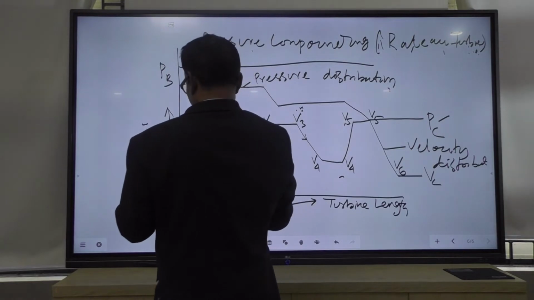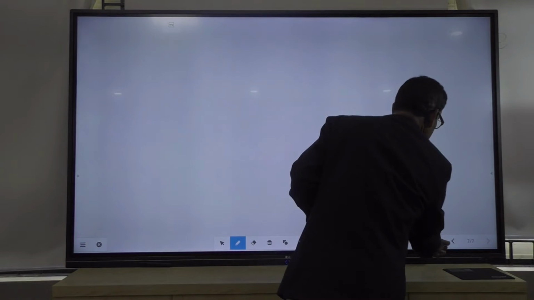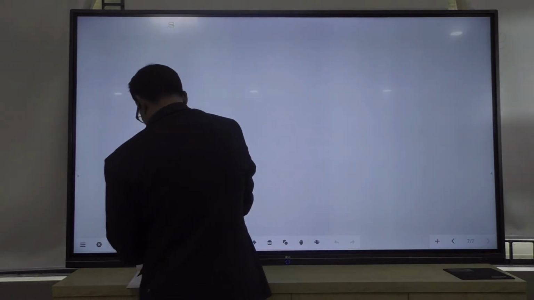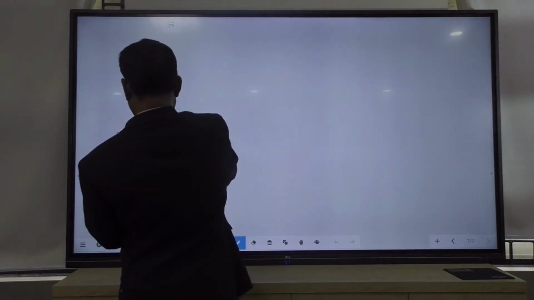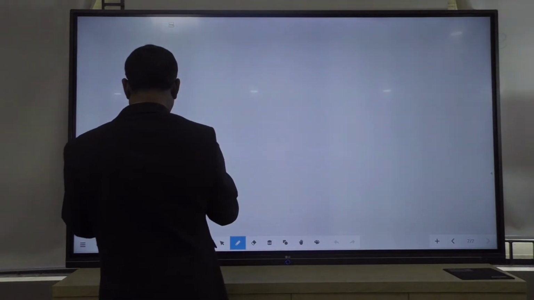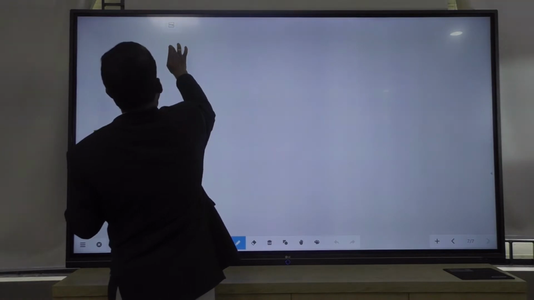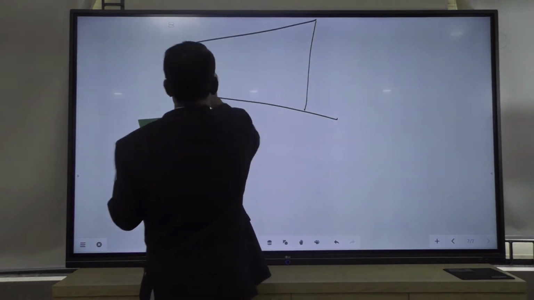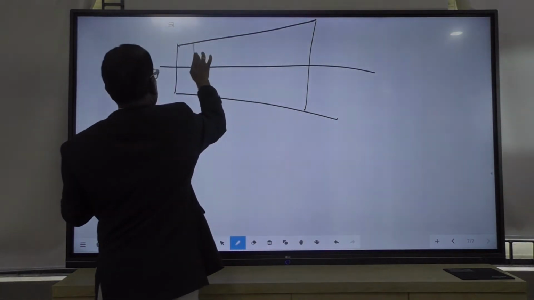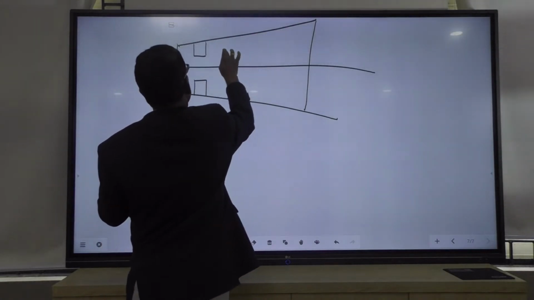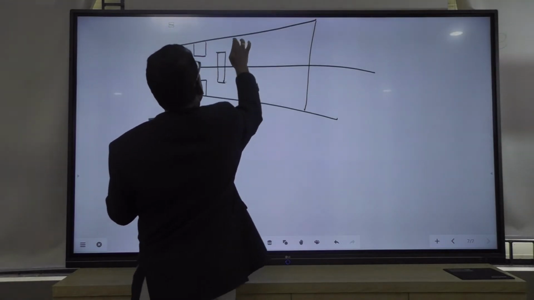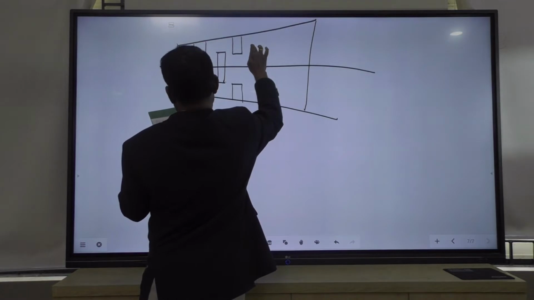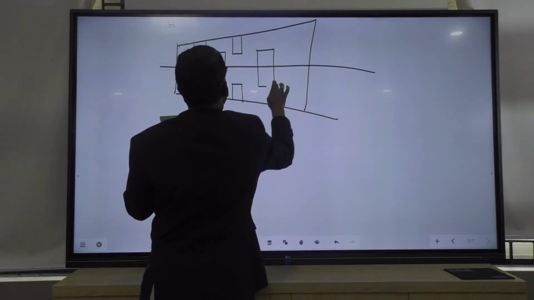Another compounding is your velocity compounding, where pressure remains the same, velocity reduces. Here I have taken two stages.